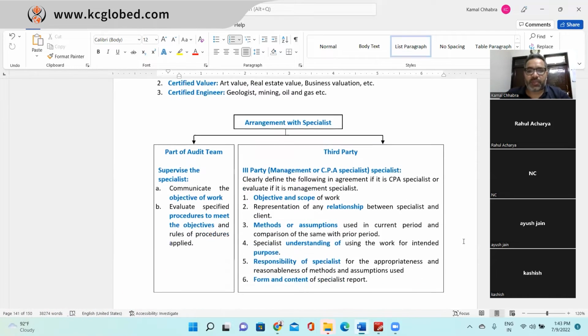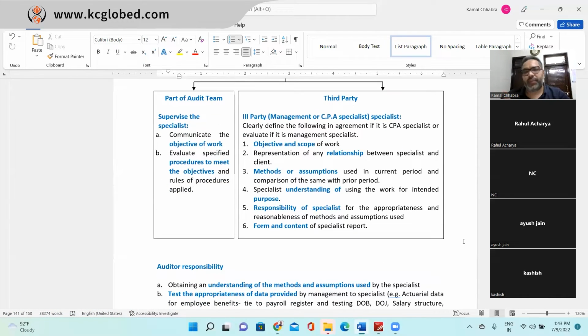So arrangement with the specialist, there could be two kinds of arrangement. It can be part of the audit team, like for example, tax specialist, tax team generally we have as part of the audit team. IT team also is generally part of the audit team, and it can be third party. Third party can be of management and can be of auditor. So third party could be like for example lawyer, actuarial, valuer, certified engineer. Those could be the third party specialists, right?